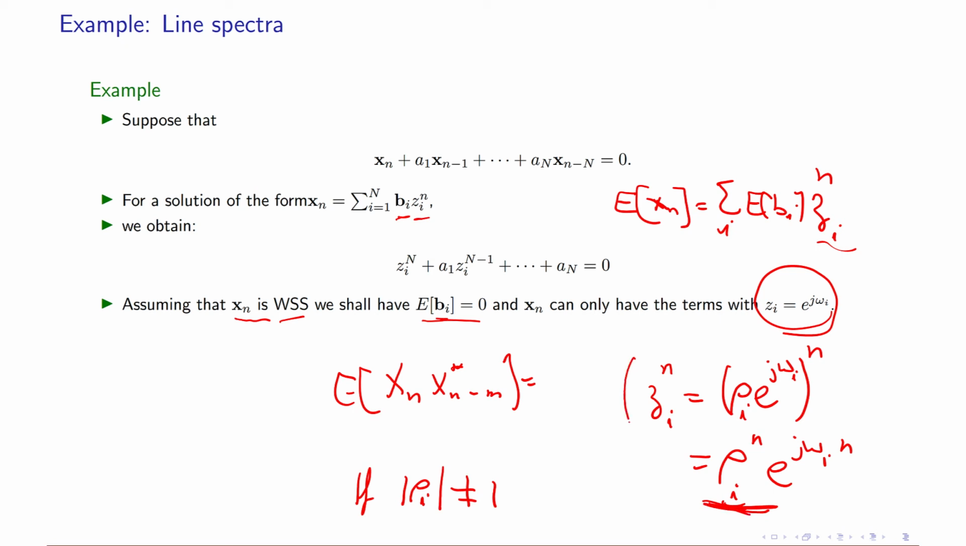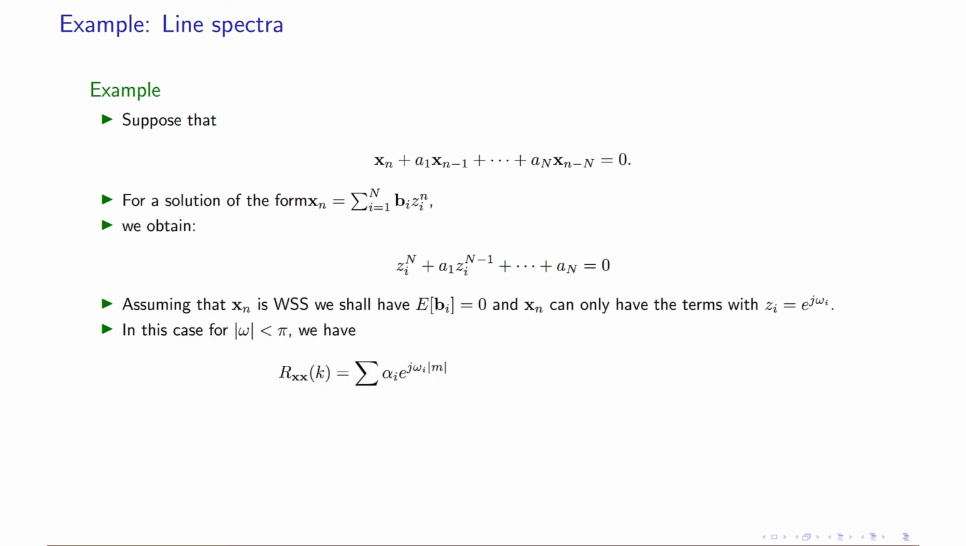So the energy of these at some point in time will become infinity if the magnitude of rho is not equal to 1. If rho is bigger than 1, for large n the energy becomes too large, and if rho is smaller than 1, for very negative values of n, this becomes too large. So in order to have a wide sense stationary random process, all roots shall be on the unit circle. And this means a line spectra, which means that x of n is a sum of purely complex sinusoids.